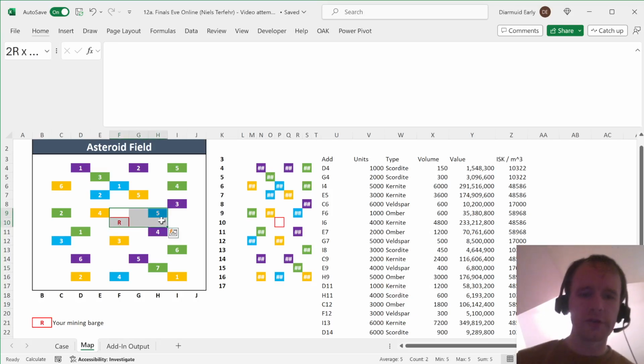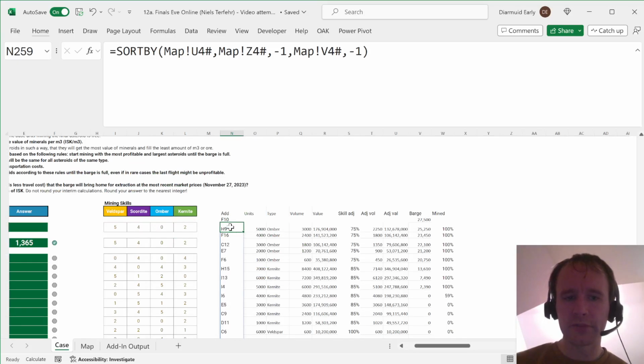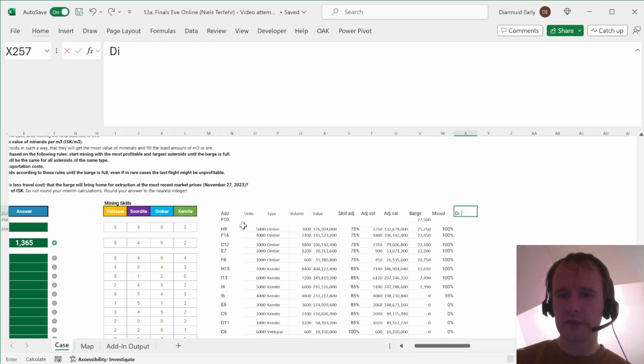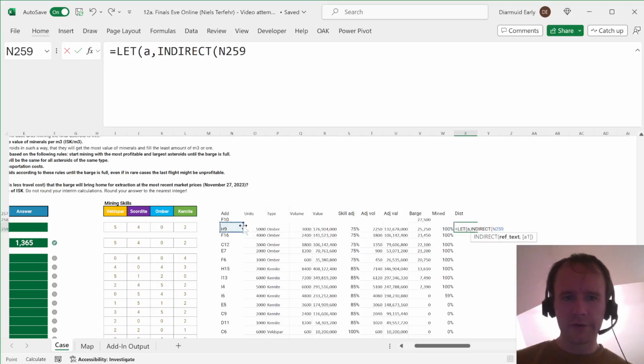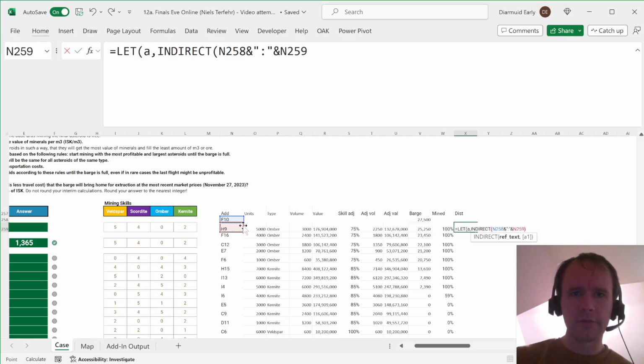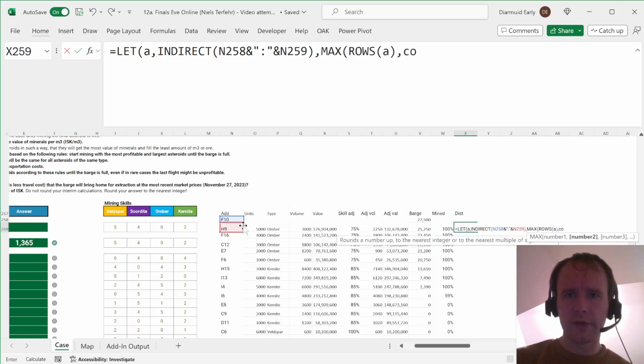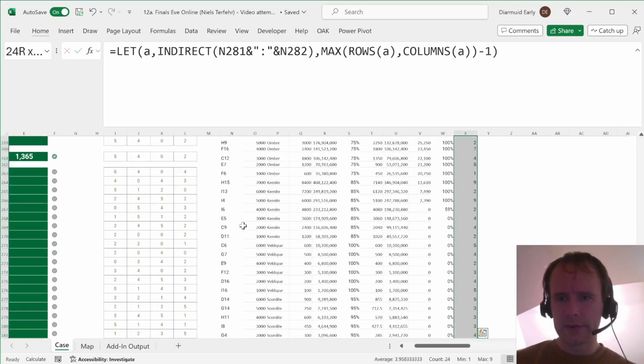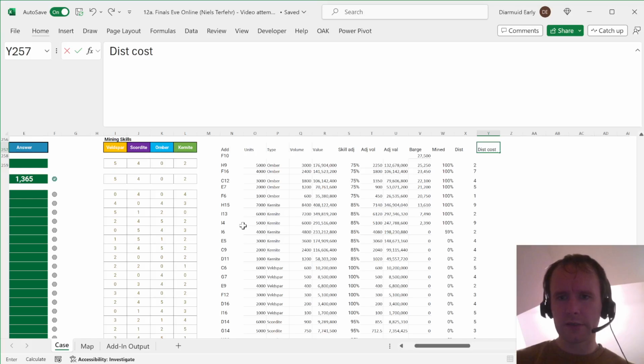The way you can think about this is draw a rectangle around these two, and it's the smaller of the number of rows minus 1, and the larger of the number of rows minus 1 and the number of columns minus 1. So you could do a bunch of stuff to split this out into component pieces, but a nice way to do it is just let A be indirect of this and colon and this. Then we just want max of rows of A and columns of A minus 1. So that's the distance, and then the dist cost in ISK millions.